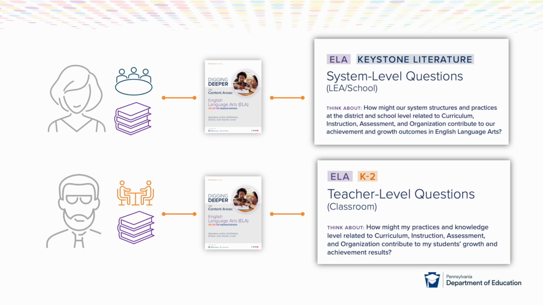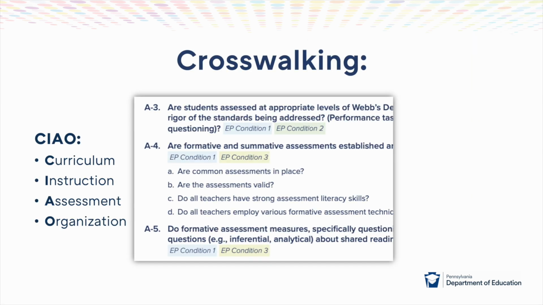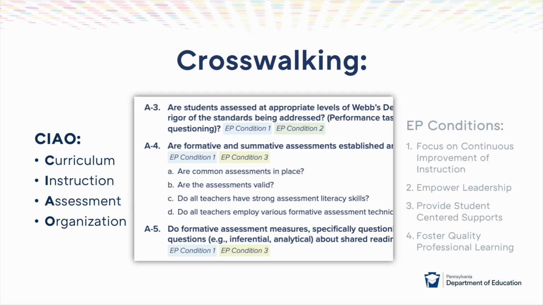Let's take a closer look at the questions I'll encounter. You already know they are organized into the CIAO categories: curriculum, instruction, assessment, and organization. But each question is also helpfully coded. At the school level, the questions are crosswalked to Pennsylvania's essential practices for schools, specifically to one or more of the 4 conditions.